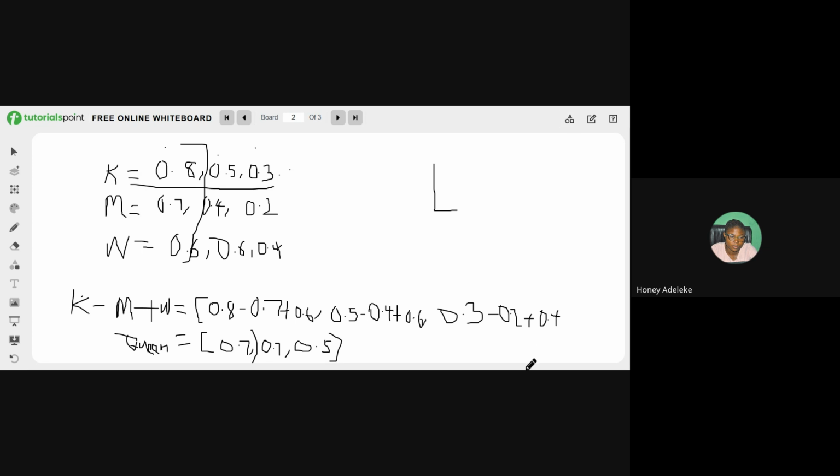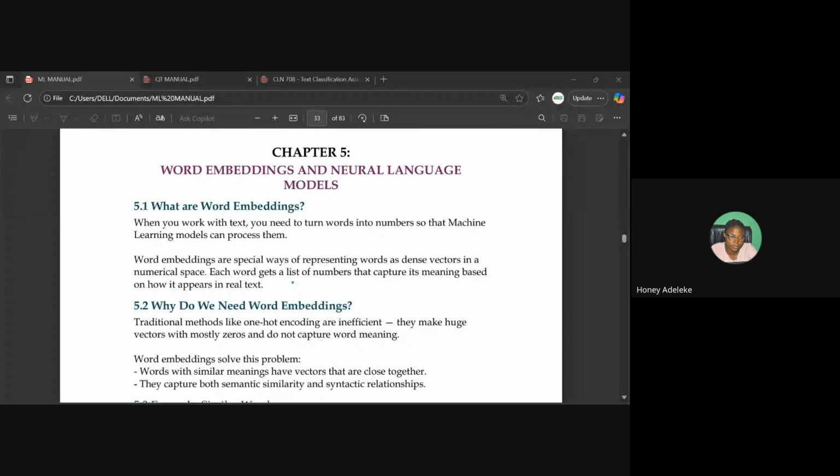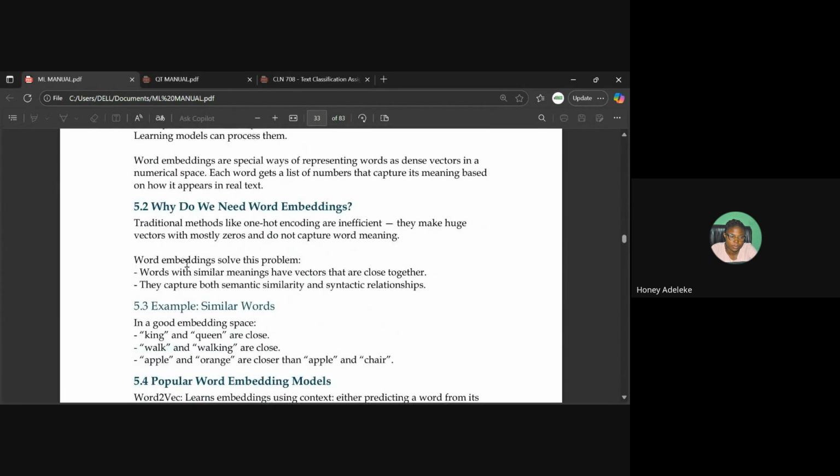Let's go back to our materials. Abandon that for a while. Let's go back to our materials and see what we have. Let's go to 5.2. Why do we need word embedding?